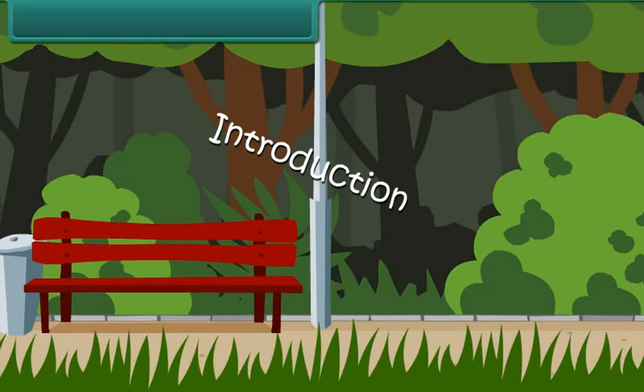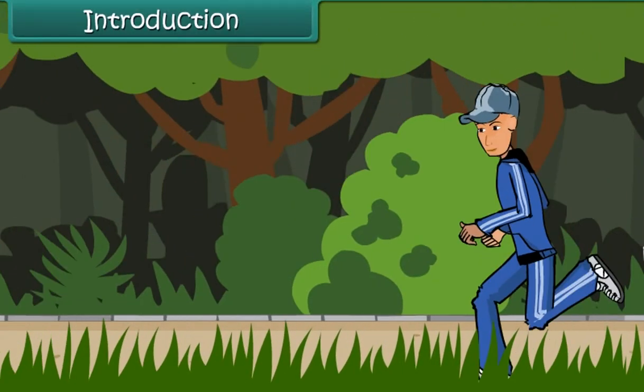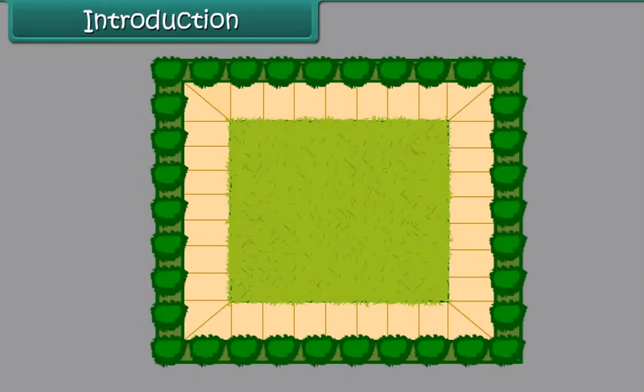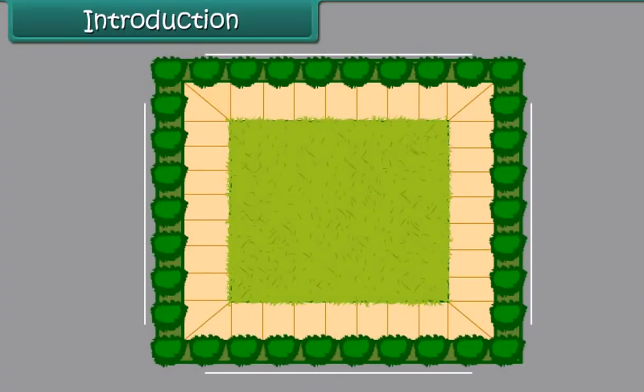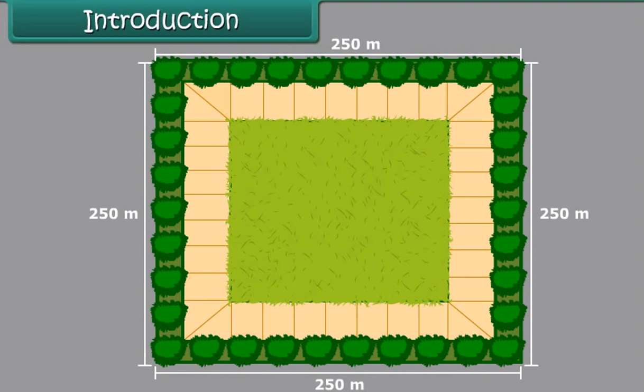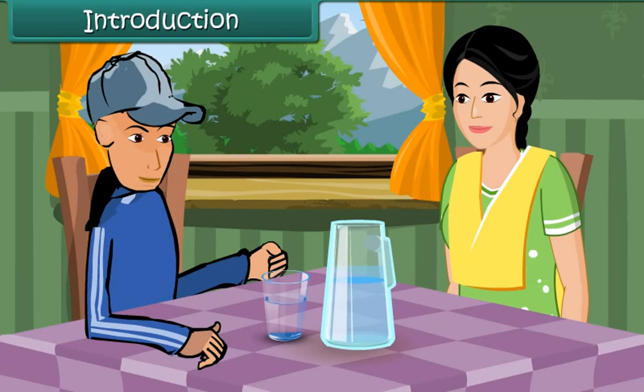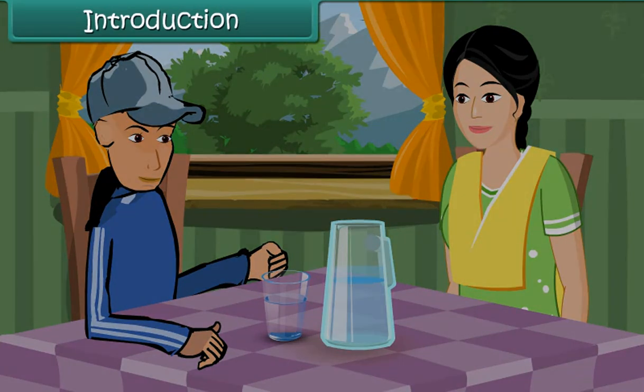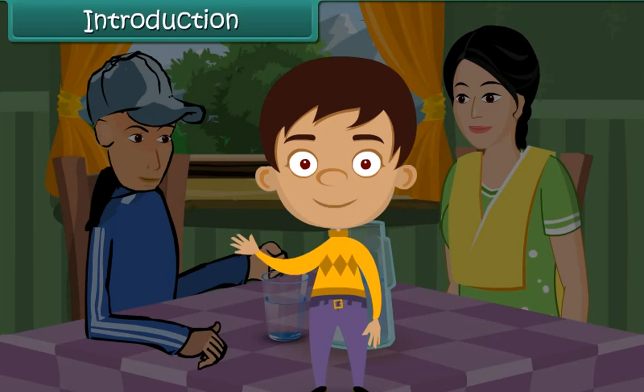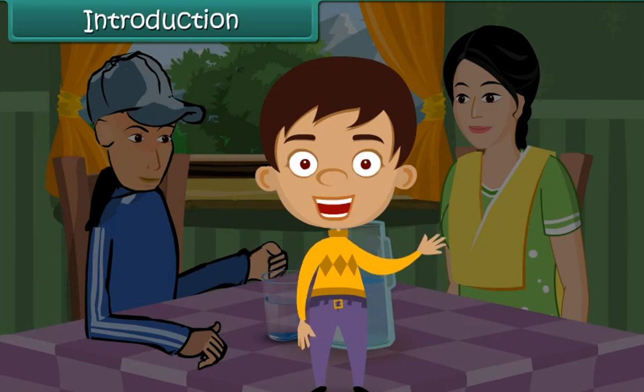Introduction. You go jogging in a park. The park is a square. Each side of the park is 250 meters long. You take 5 rounds of the park and return home. Your mother wants to know how many meters you jogged. Can you calculate? The concept that you need to use is perimeter. In this lesson, we will discuss the concept of perimeter in detail.